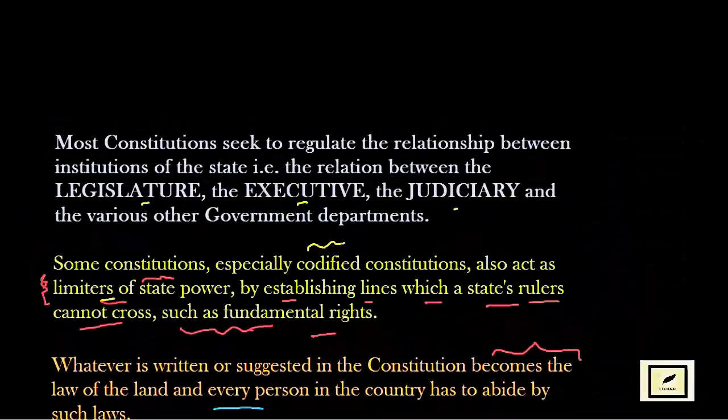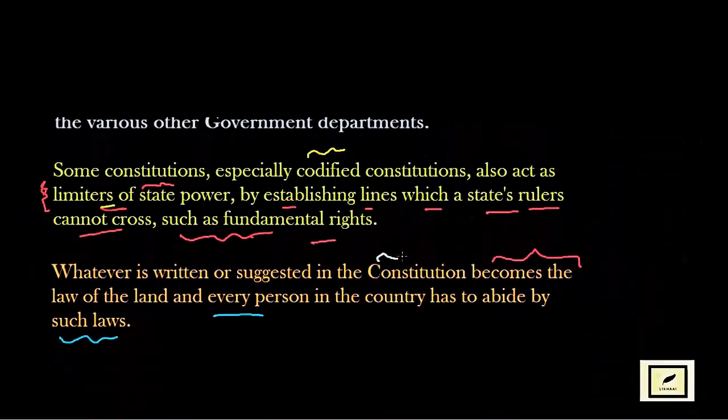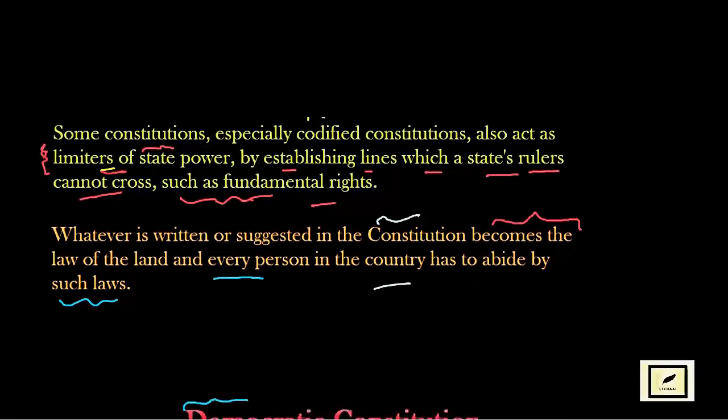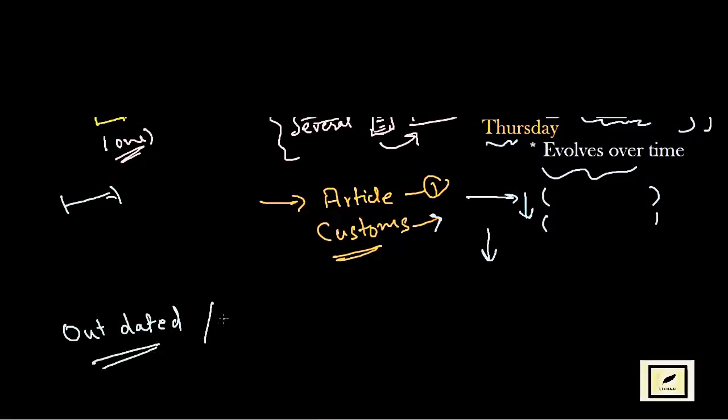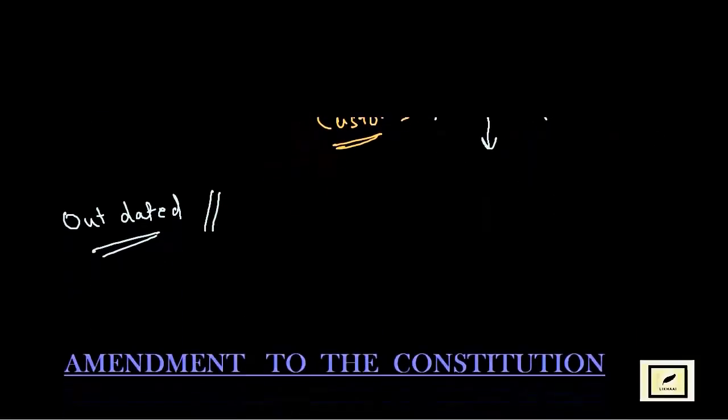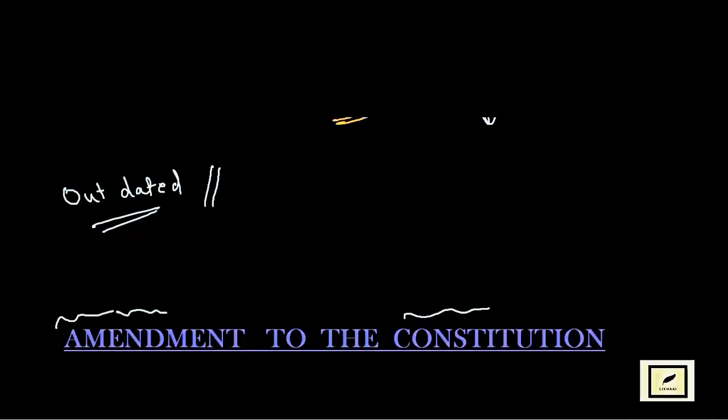As we all know that the constitution, whatever it says, it becomes a law and everyone has to abide by it. Now let's imagine, what if something is written in the constitution but it becomes outdated, or it becomes something which is not required as of now? Then what should one do? Well, in such cases we have amendment to the constitution. That is, we can amend the constitution in parts. Whatever law or rule that we don't find appropriate, we just go and amend the constitution.